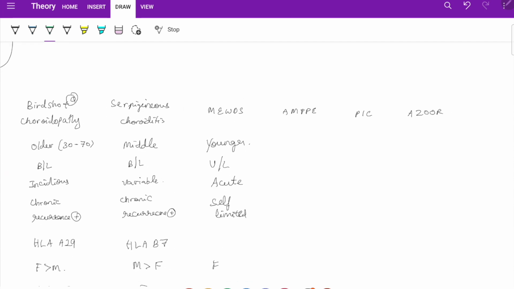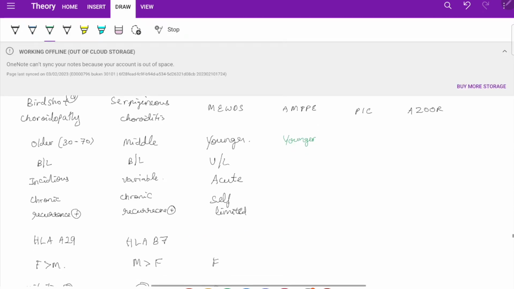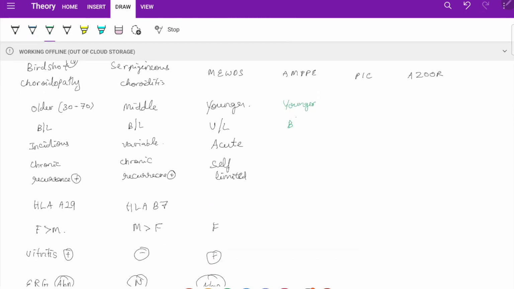Next you have this AMPPE. What is AMPPE? Acute posterior multifocal placoid pigment epithelium. This also occurs in the younger age group. It is going to be a bilateral condition, and it is going to be acute. Again, it's going to be self-limited.